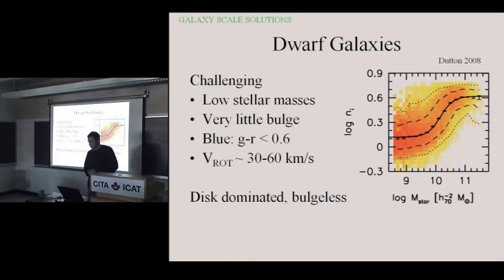Some of our recent focus has been on dwarf galaxies. Now, the sales pitch is that they're challenging, therefore we should do them because they're hard. They have low stellar masses, which simulations seem to have trouble with. Almost no bulge. Bulges are symptoms of problems with simulations transporting too much material. And they're very blue, so they've got fresh star formation at relatively small rotation. So these are disk-dominated, bulgeless systems, and we want to be able to get systems like this.